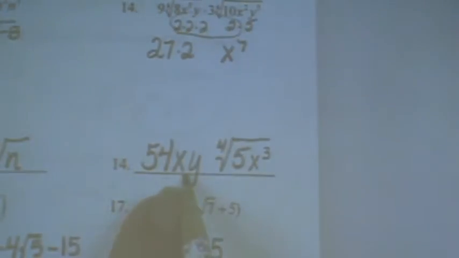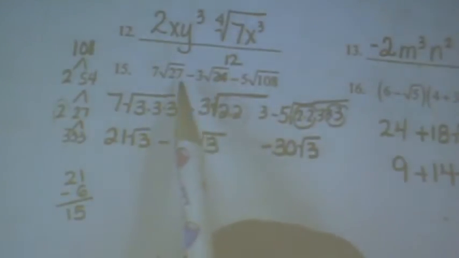Number 14, you need to multiply 9 times 3 to get 27. And then look at your 8 and your 10. 8 is 2, 2, 2, and 10 is 2 and 5. You're looking for 4 of a kind, so you got 4 2s. Combine 2 and 27, multiply, you get 54. And then you've got x to the 7th power, so you have an x, but 3 left over. And then you have a y.